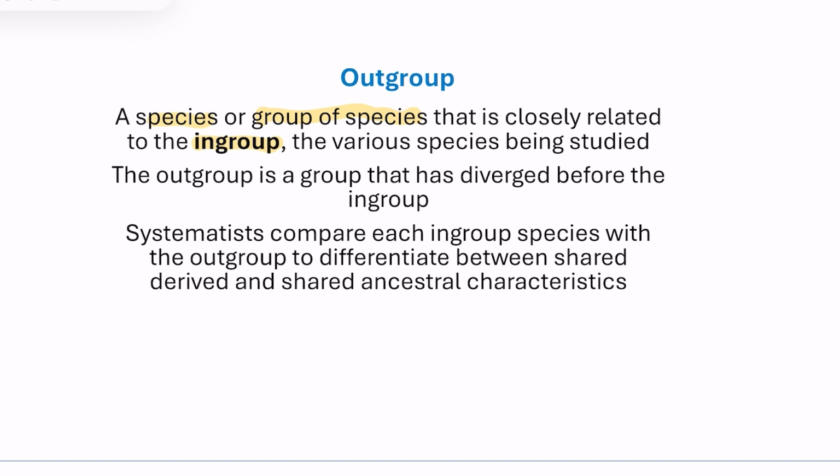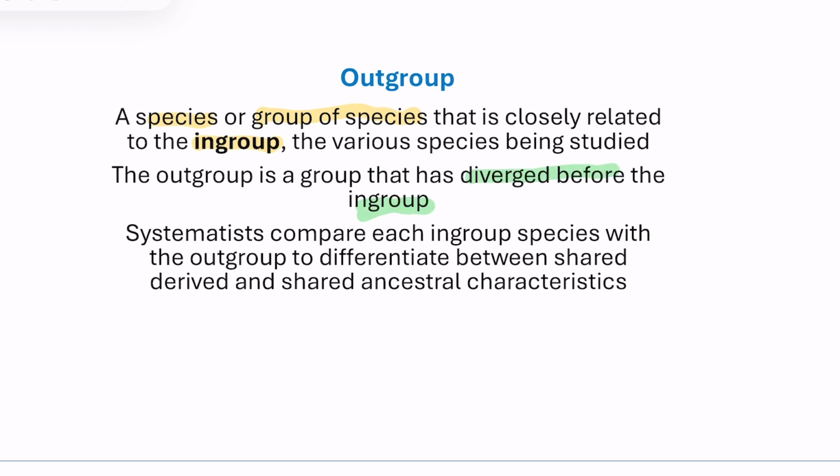The outgroup is a group that has diverged before the ingroup. So whenever you want to include an outgroup in your phylogenetic analysis, it must have diverged before the ingroup.